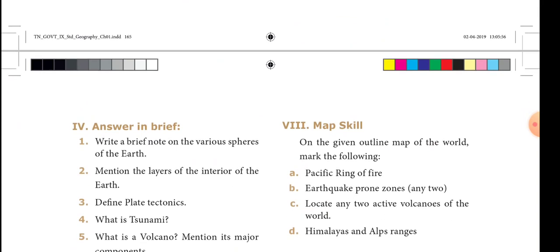Also, map practice. In the map, I have already given the map. In the map we need to point out the Pacific Ring of Fire, any two earthquake prone zones, locate any two active volcanoes of the world, and the Himalayas and the Alps range. So this is the map practice you need to do.